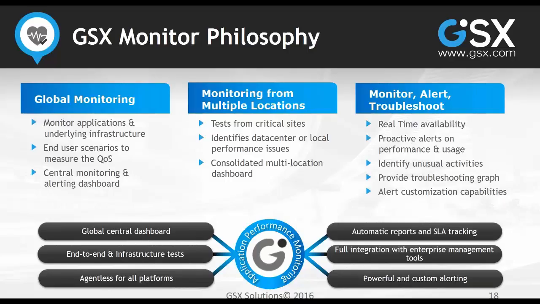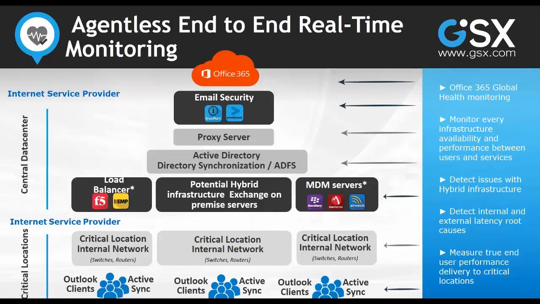So in the next slide, here you can see a little bit the different layers of what happens when somebody connects to Office 365. If we look at the diagram from the bottom to the top, you can see you have probably different end users in multiple offices. They're connecting through Outlook clients, through mobile devices using ActiveSync, or maybe through an MDM solution.